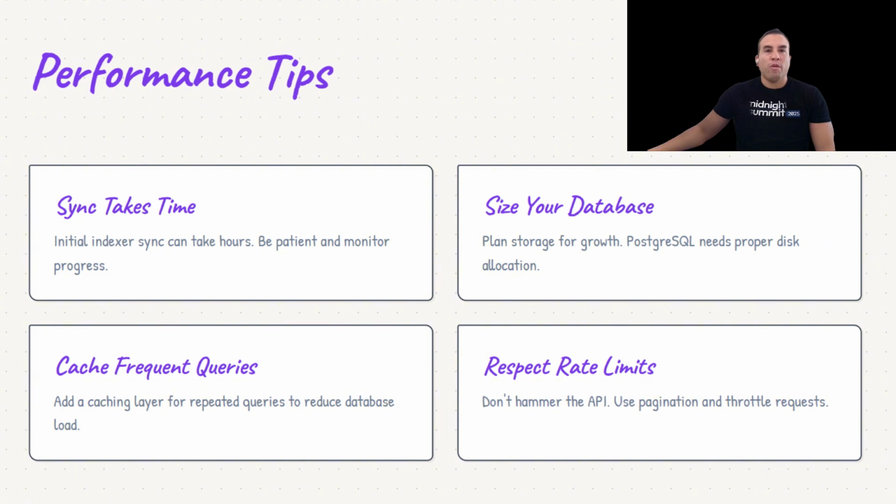And fourth, respect rate limits. Don't hammer the API with thousands of requests per second. Use pagination to fetch data in reasonable chunks. If you need real-time data, use WebSocket subscriptions instead of polling.